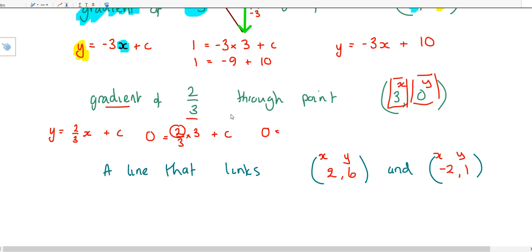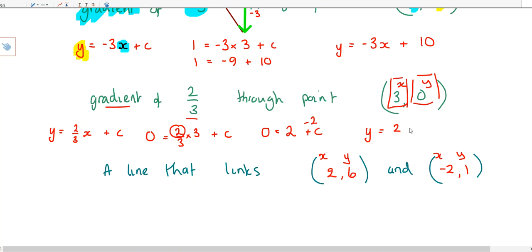Whoa. Wait. 2/3 is 2 divided by 3 times 3. Oh, yeah. 2 divided by 3 times 3. Yeah. 2. So I've got 0 has to be 2 plus c. Therefore, this is where we're saying I need to get from 2 to 0, so I need to subtract. So that'll be subtract 2. So now I've got y equals 2/3x minus 2.